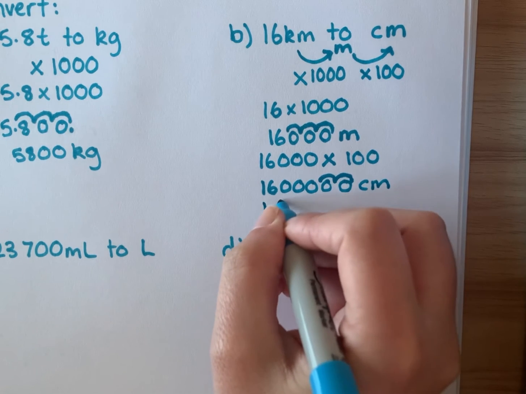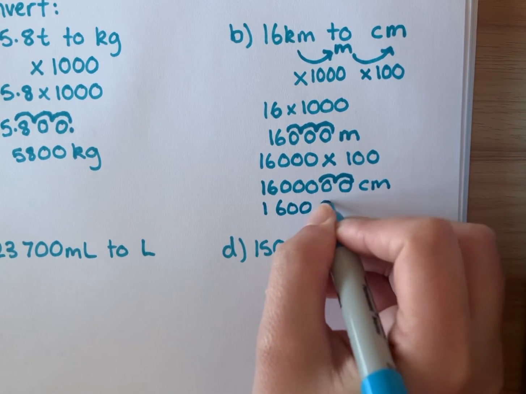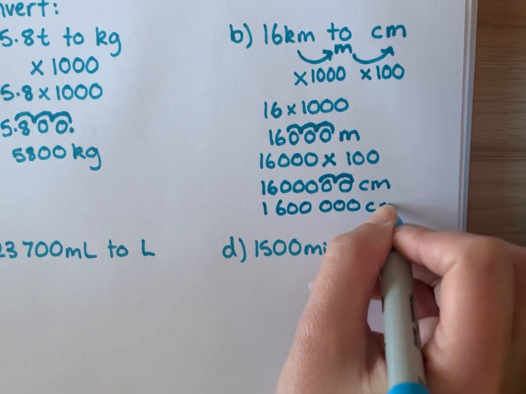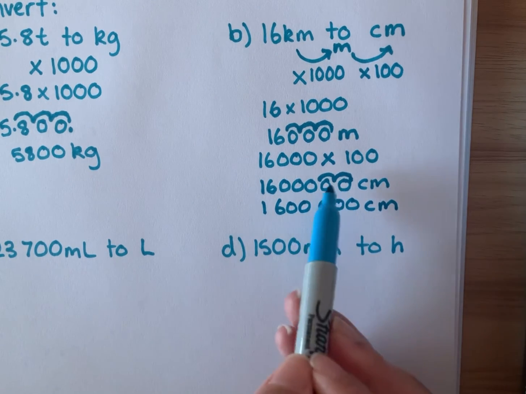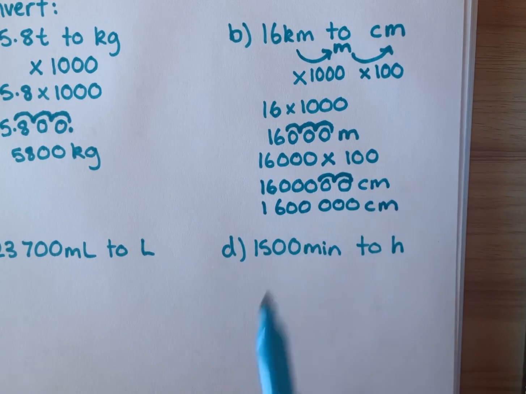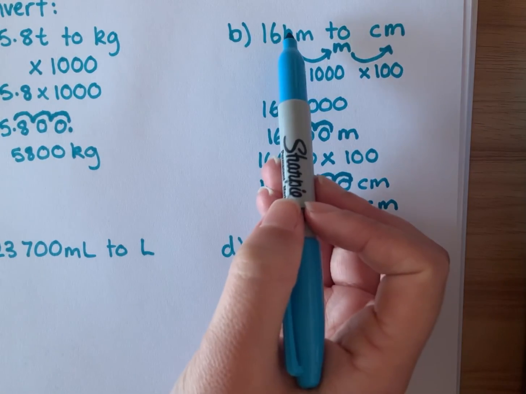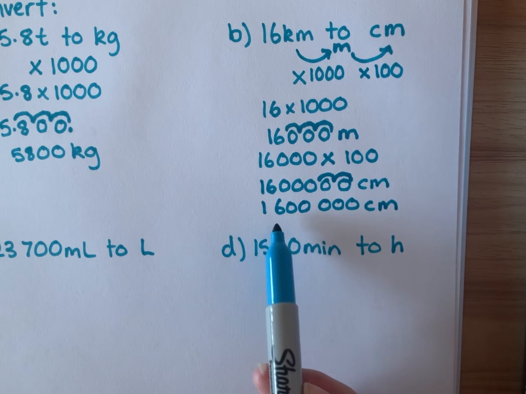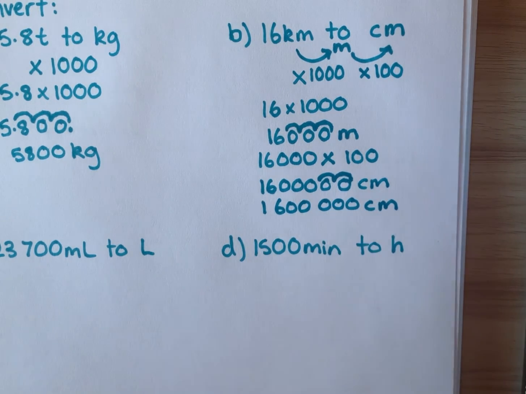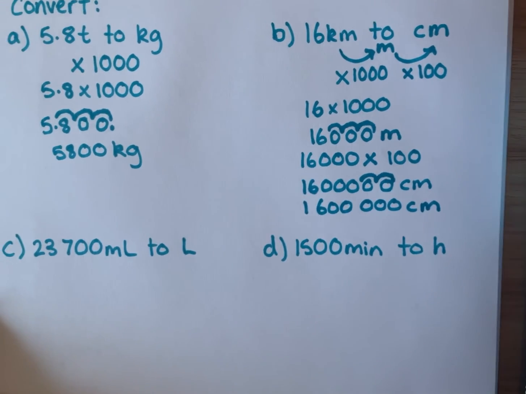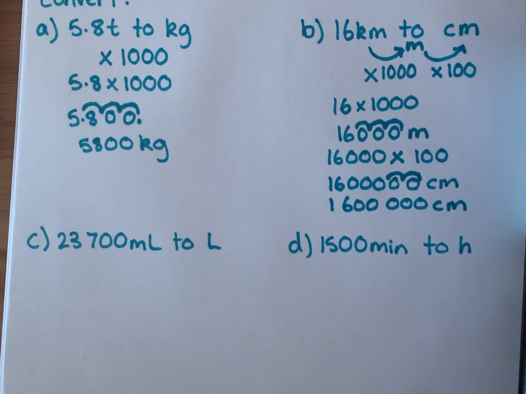It's 1,600,000 centimeters. When we're writing large numbers like this, we usually put spaces in between. So 16 kilometers is the same as 1,600,000 centimeters, which makes sense because 16 kilometers is quite a large distance. And centimeters are pretty small.